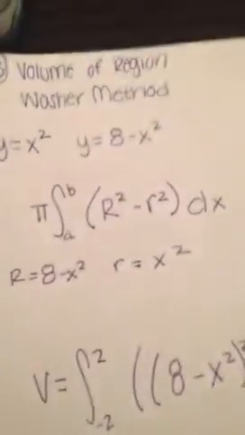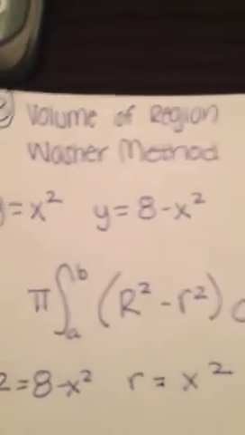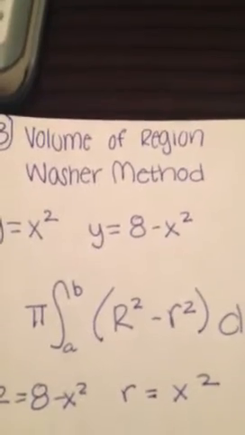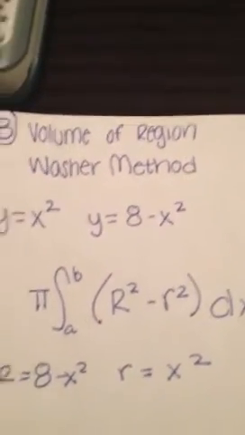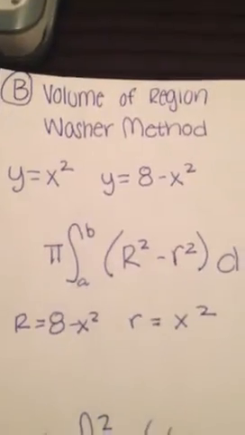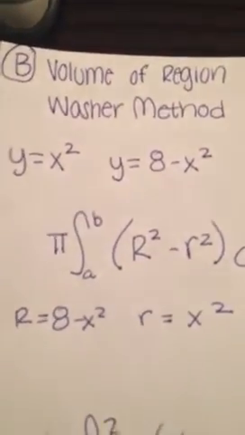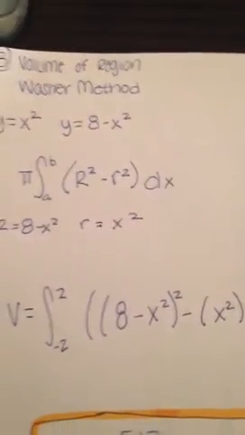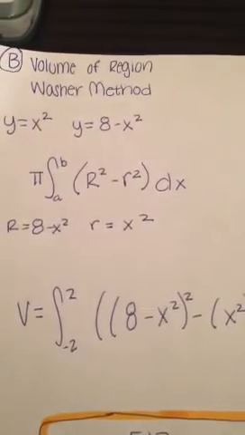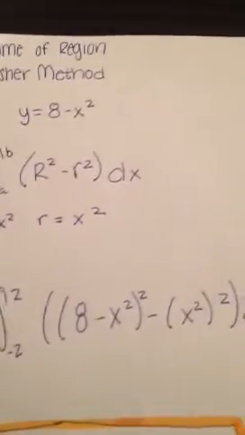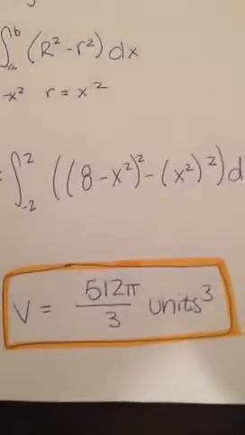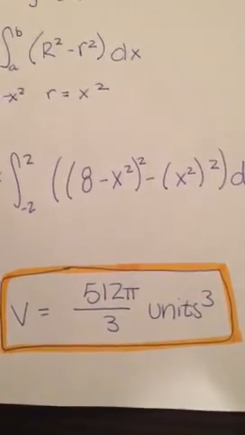Now for part B, the volume of the region, I used the washer method. The equation for that is pi times the integral from a to b of big R squared minus little r squared dx. In this case, we have our big R being 8 minus x squared and our little r being x squared. Since we use the same limits of integration, my equation is the volume equals the integral from negative 2 to 2 of (8 minus x squared) squared minus (x squared) squared dx, which gives me a final answer of the volume equals 512 pi over 3 units cubed.